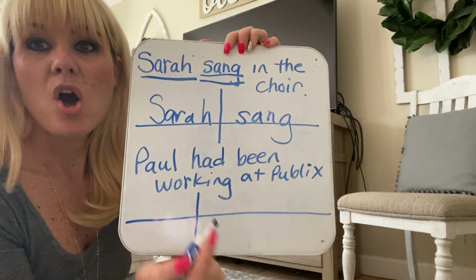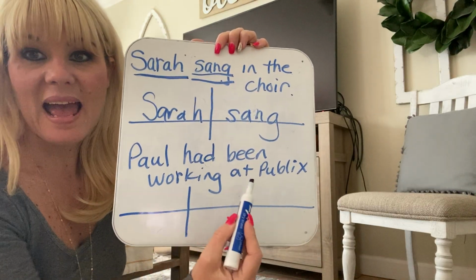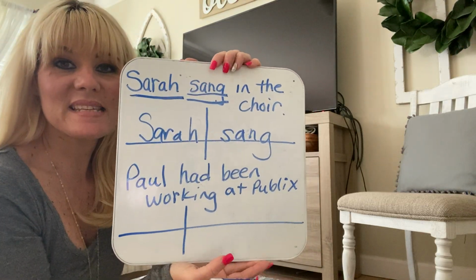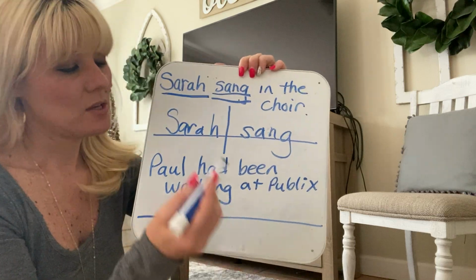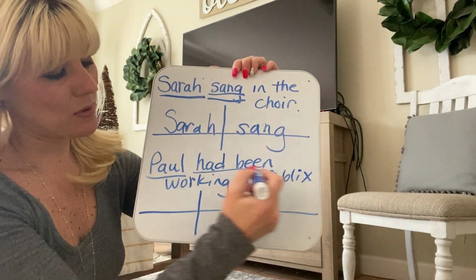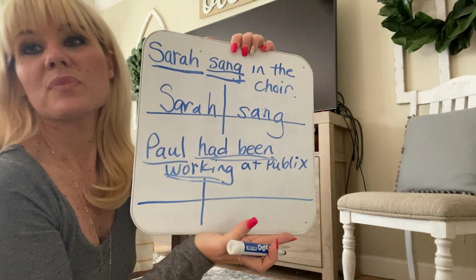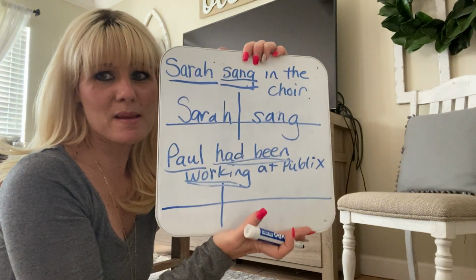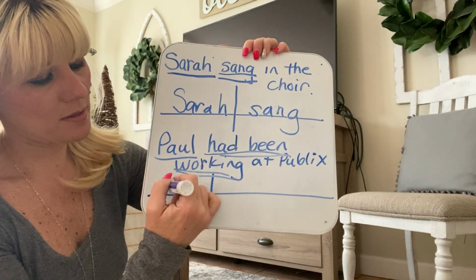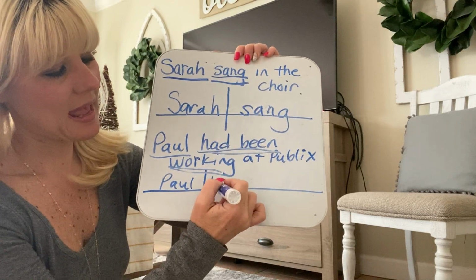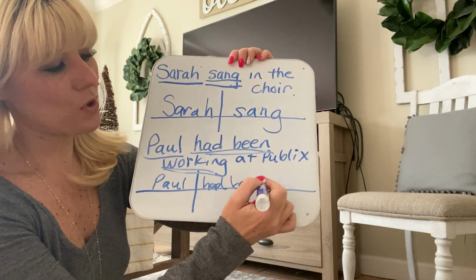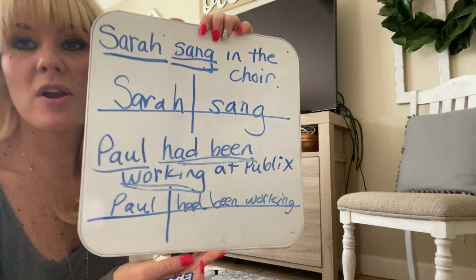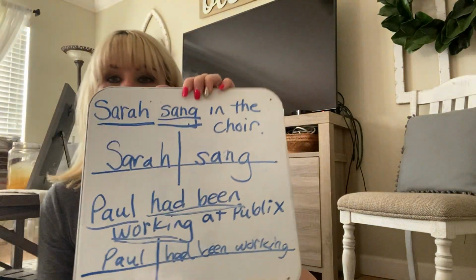The next sentence is, Paul had been working at Publix. Again, who or what is this sentence about? It is about Paul. So Paul gets underlined once, had been working gets underlined twice. Now we can write it on the blanks just like we did the first sentence. Again, this is still just simple diagramming. So we're going to put Paul as the subject, had been working is the predicate, because had been is a helping verb as part of the predicate. So again, this is very simple diagramming.